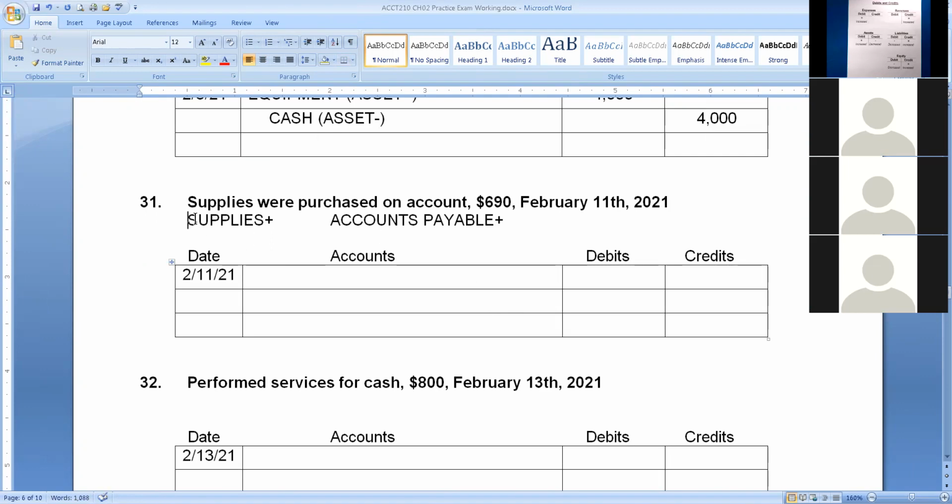And supplies is another one. Initially, when we buy them, they're an asset, but as we use them, we're going to expense them as you use them. Okay, so supplies. Wait, no, that's right. Supplies is an asset going up. If we look at our sheet, assets going up.